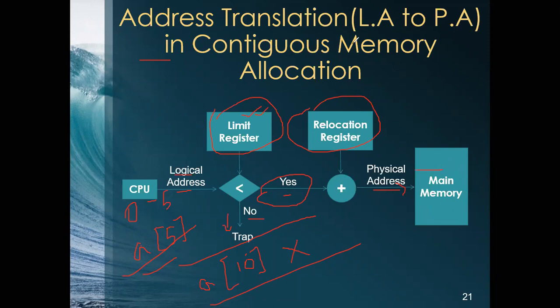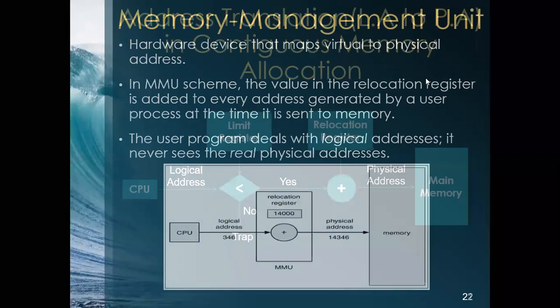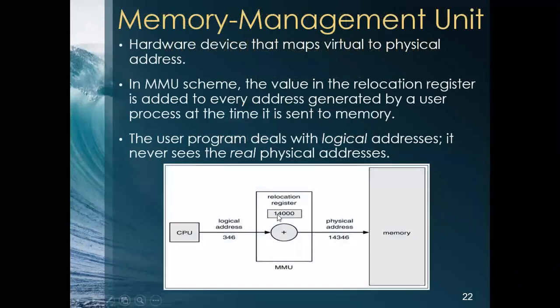Now we understand what happens here. We convert a logical address: first we check whether we have the permission or not, and then we use the relocation register to find the memory. Now, how does this work? I will show you another example, and it will be 100% clear. The relocation register holds a value that will direct you to the actual address.